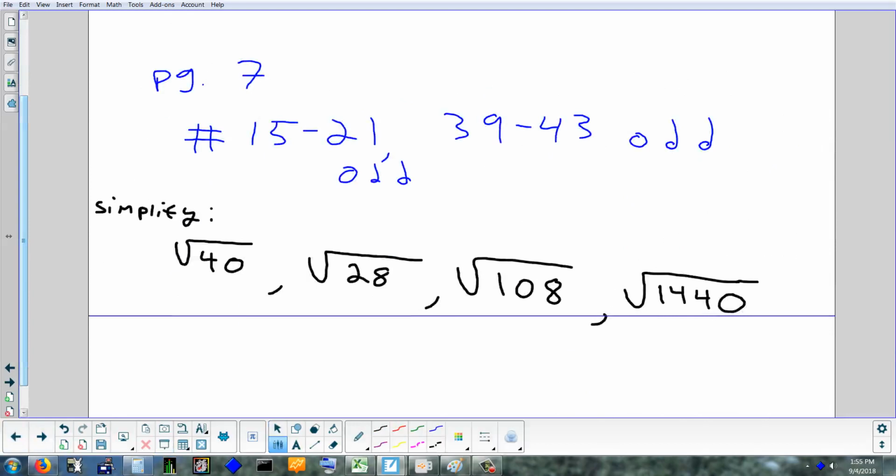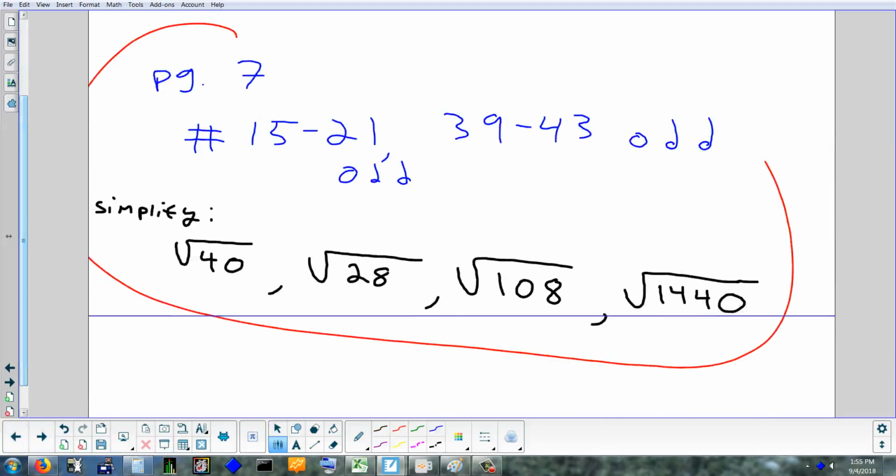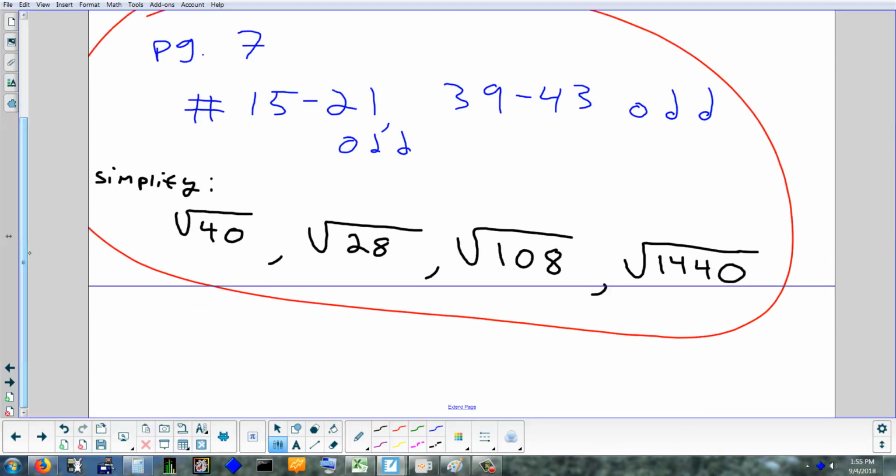So the homework, 15 to 21 odd is distance problems. 39 to 43 odd is midpoint. And then these square roots, we need to copy these 4 down. Those are not in the book. They'll be in the video in a little bit. Copy those down. Oh, and bring the syllabus sheet back signed.